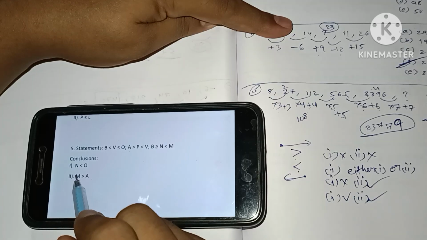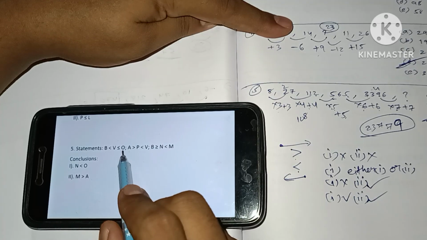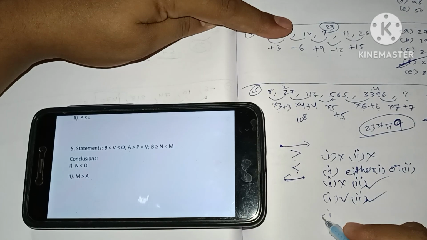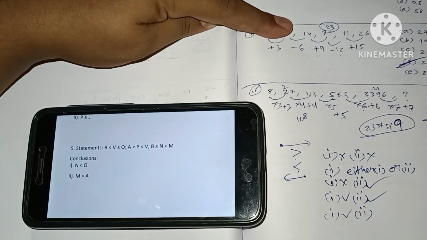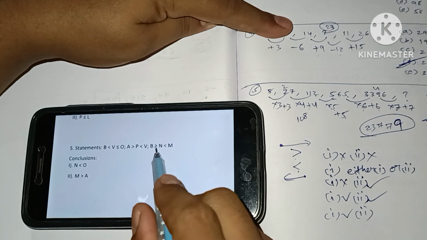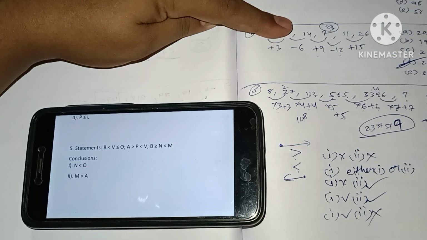Fifth one, O to N. From O we can reach to V and B. From B we can reach to N, so first one is true. Second one, the flow from M to A. From M we can reach to N but not able to reach to A, so second one is false.